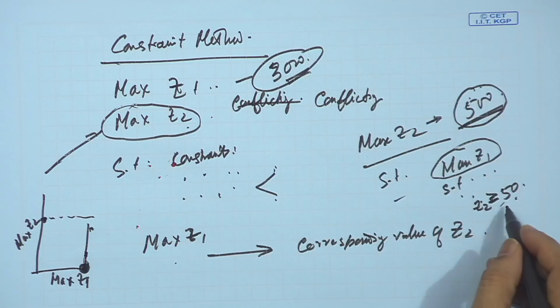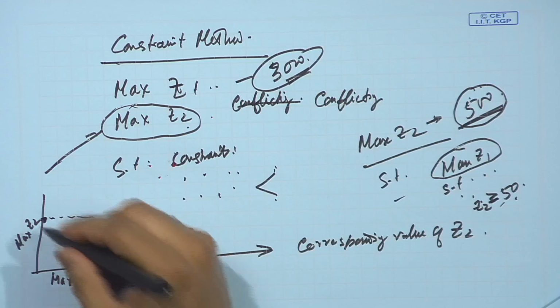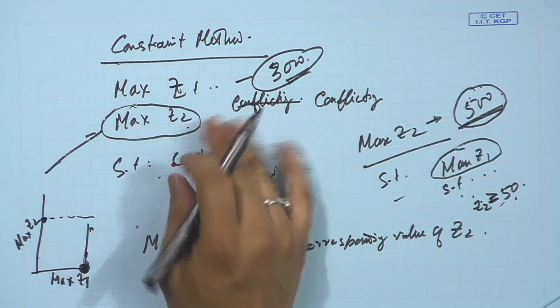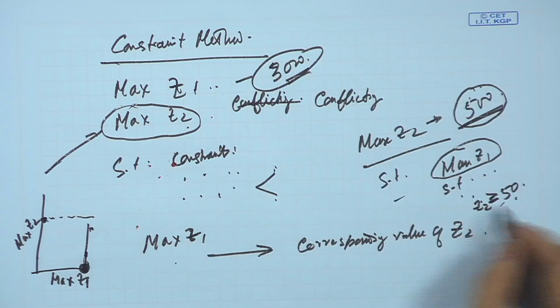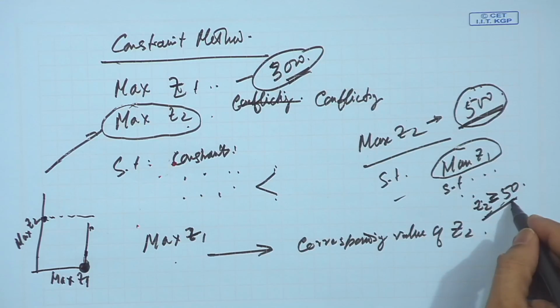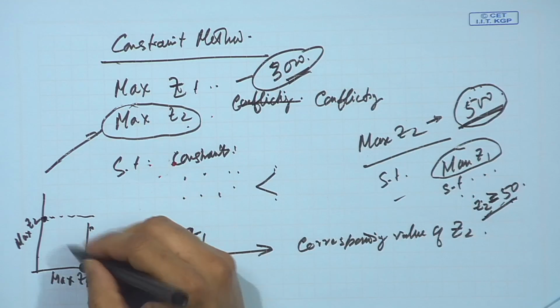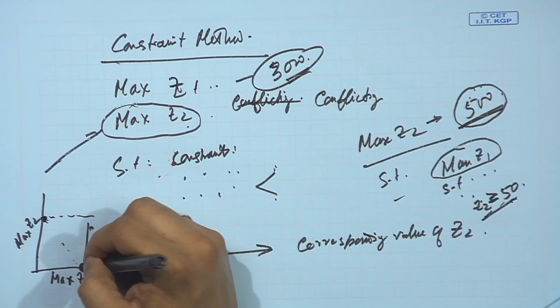Now, I am saying that let Z2 be greater than or equal to some value. In this case, to get this value of Z1, I am assuming Z2 equal to 0, because that is not coming into the picture. So, that is the best value of Z1 you can get. Now, I am saying not 0, but let it be greater than or equal to 50. The moment Z2 is greater than or equal to 50, you will not get this much, maybe you will get this much. Okay. You get this solution.